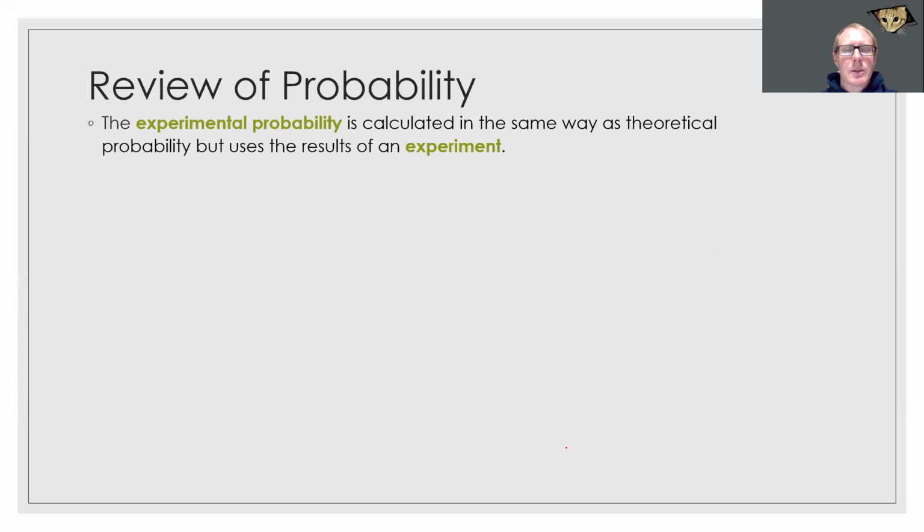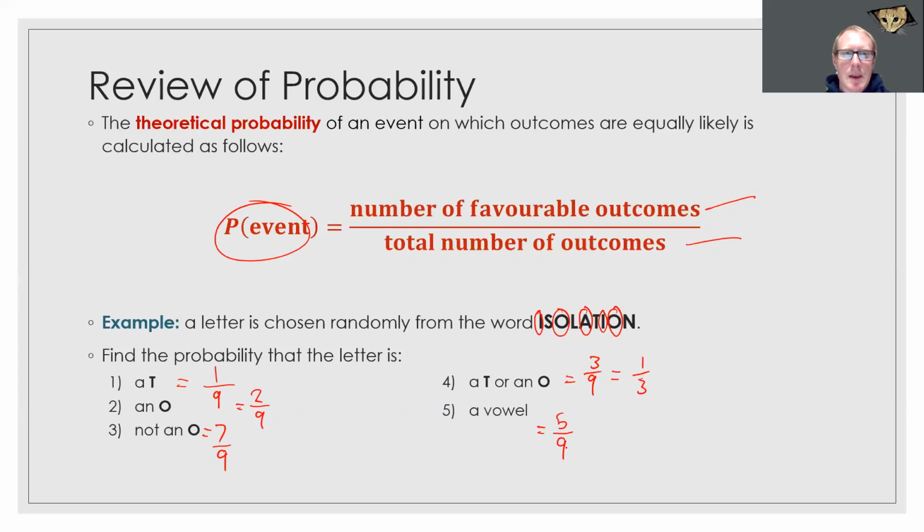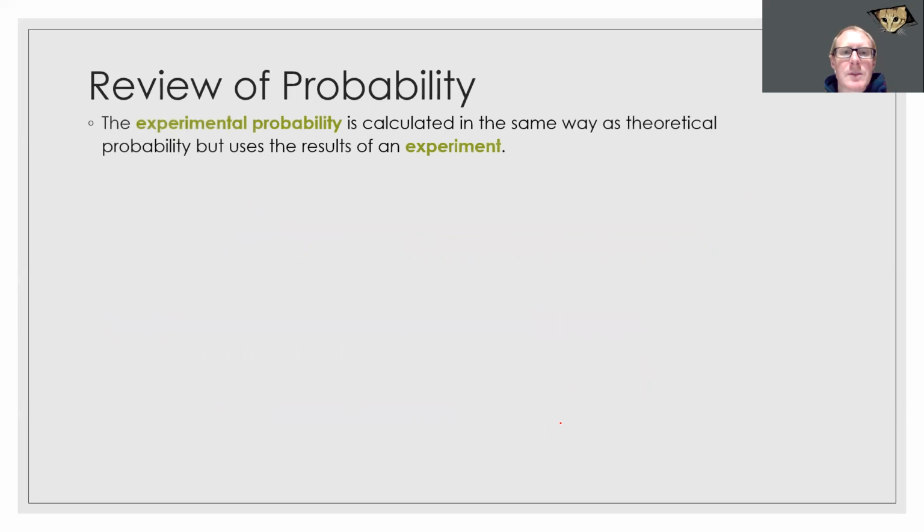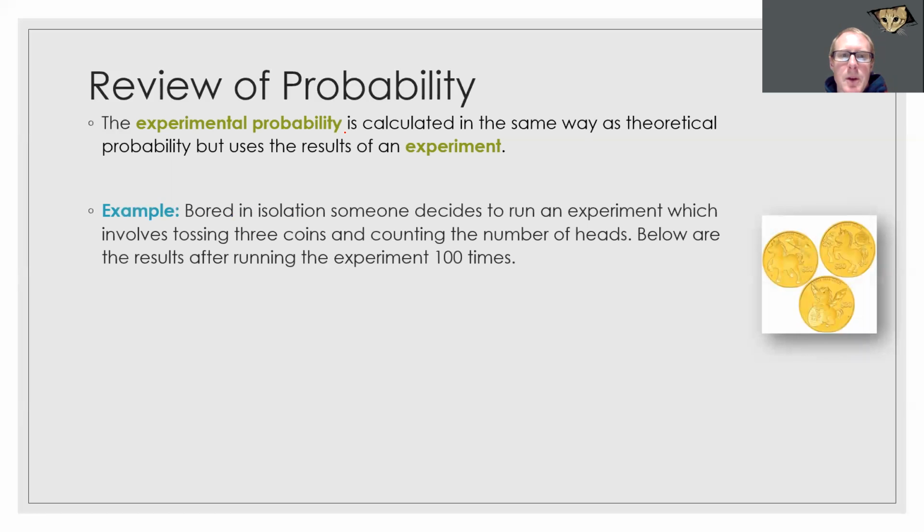Now, theoretical probability, which is what we were talking about back here, is in theory, what's the probability? But we know if we do something in practice, if we actually went out and chose letters out of the word isolation, it wouldn't always come out to be 5 out of 9 times, say, for a vowel. Sometimes it might happen more. Sometimes it might happen less if I chose 9 times, okay? So we have this thing called experimental probability. And the experimental probability is calculated the same way, but we use the results from an experiment, okay?